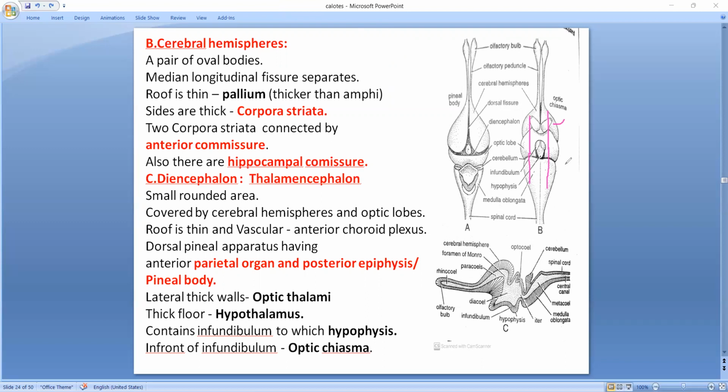They connect the cerebral hemisphere and the hindbrain or the medulla oblongata. They are called crura cerebri.